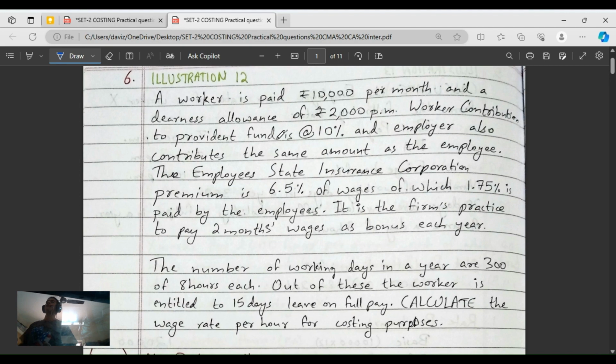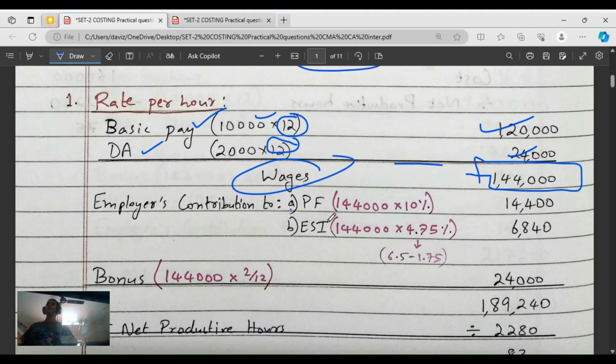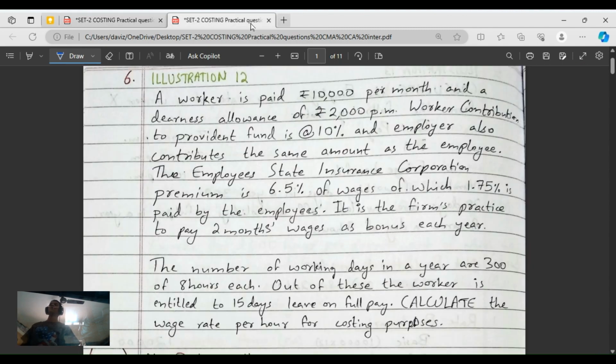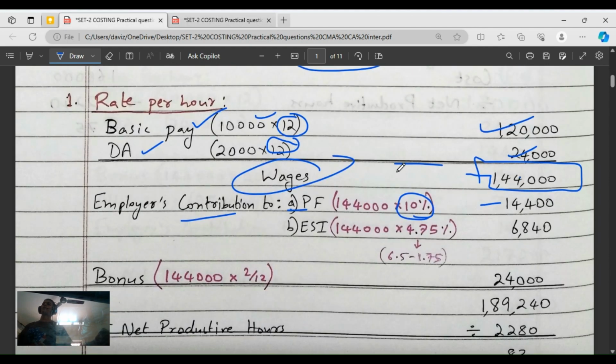Workers' contribution to Provident Fund is 10%. Employer also contributes the same amount. So the employer's contribution to Provident Fund is 10% of wages. Wages is 1,44,000, so 10% is 14,400. The employer also contributes to ESI. The premium is 6.5%, of which 1.75 is paid by the employees, so the remaining will be paid by the employer. 6.5 minus 1.75, the 4.75% is paid by the employer. So 6,840.